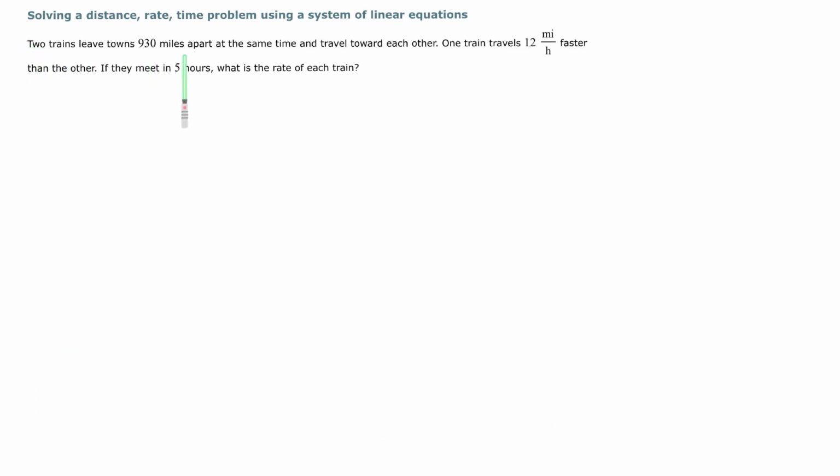Two trains leave towns 930 miles apart at the same time and travel toward each other. One train travels 12 miles per hour faster than the other. If they meet in 5 hours, what is the rate of each train? I'm going to draw a picture, and typically in science, when we try to draw 2 masses, we're going to draw them as little dots. I'm going to draw the faster train as the first dot. Let's call this the faster train. And it's going to travel faster than what? The slower train. Let's put the slower train over here.